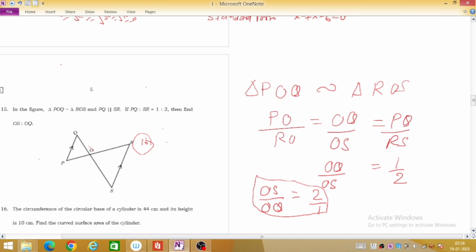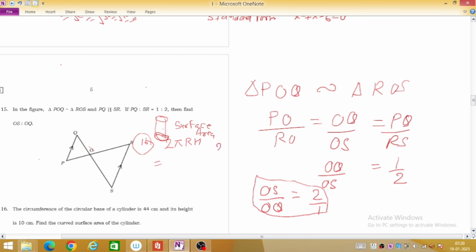Curved surface area is 2 pi r h, because this is a circular base, this is a cylinder. The cylinder figure is just this type. Just think this is a cylinder, then the surface area is 2 pi r h.